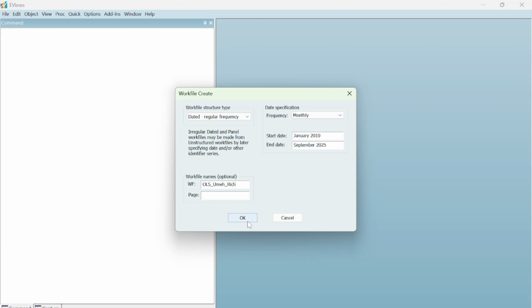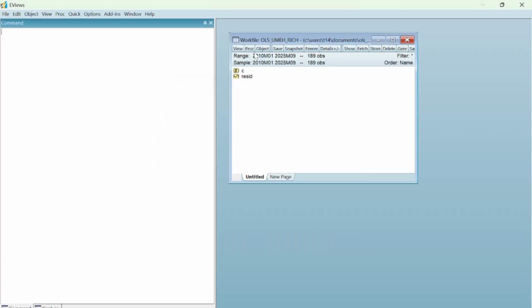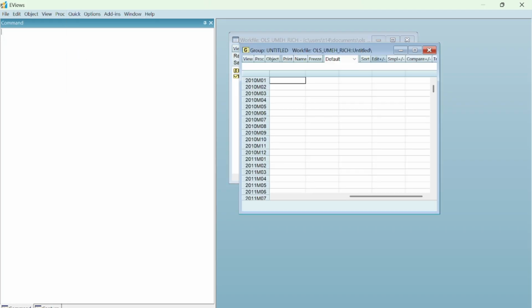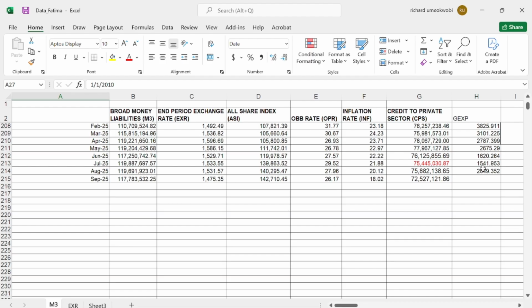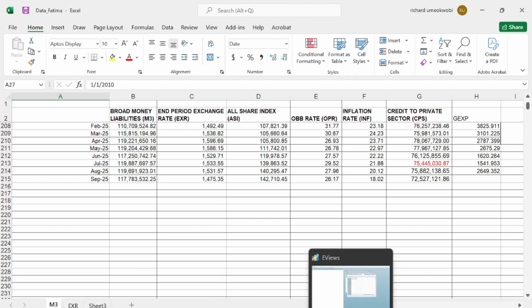Okay, so it has shown 2010 M01 to 2025 M09. So if you picked it, what you do now is go to Quick, go to Empty Group, Edit Series. This is where you put your data files, the file you're going to copy here. We can just name our variables so that it will be easier for us.